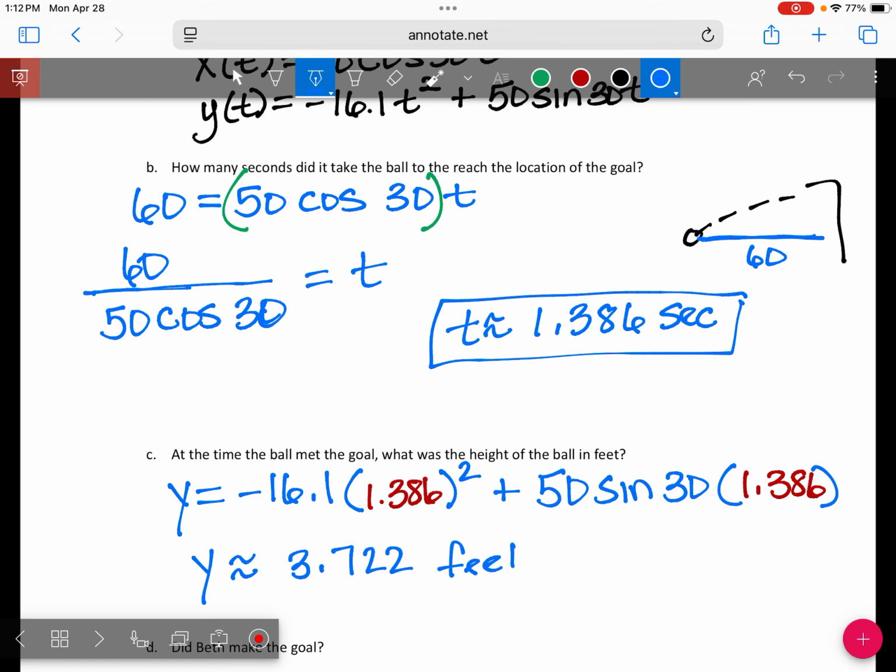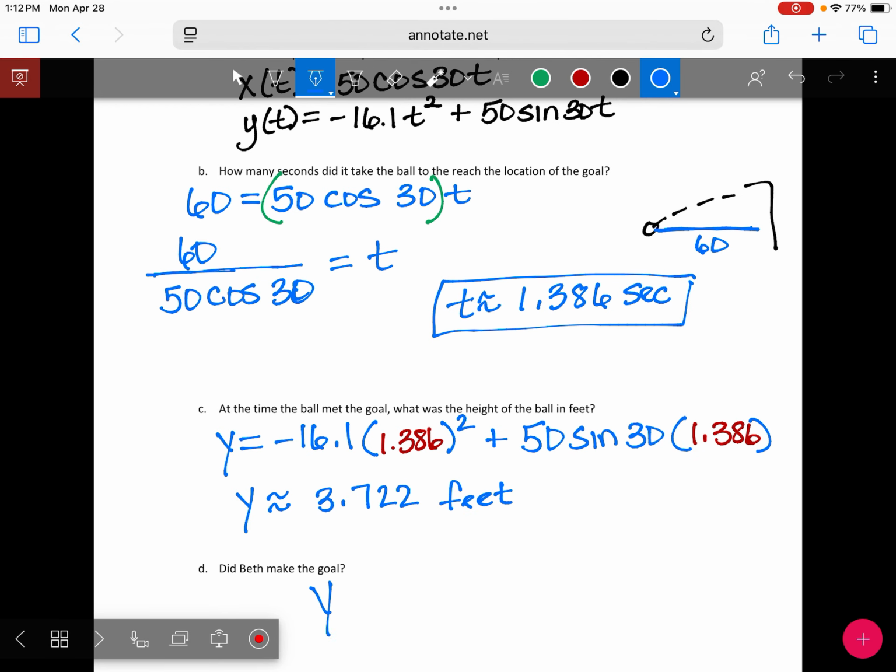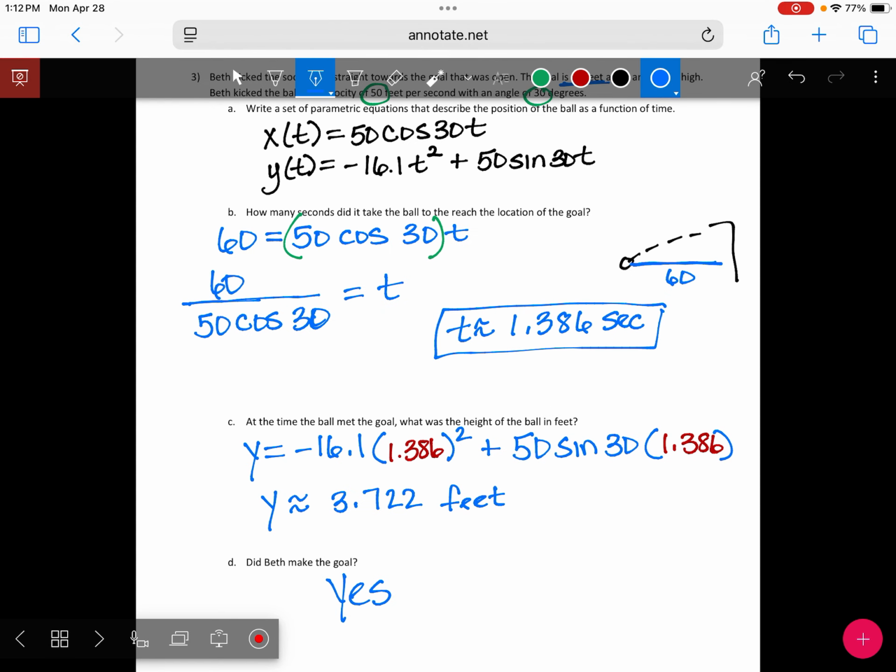So, remember in soccer, you don't want it to go over the net. We want it to hit inside of the net, and because the net is 5 feet, do we think she made the goal? Yes or no? Yes. All right, so we're gonna end there.